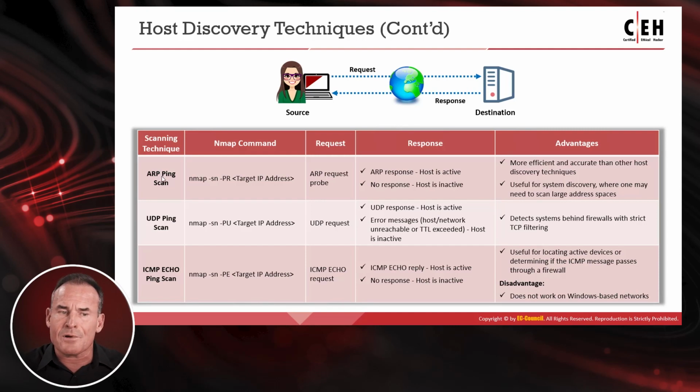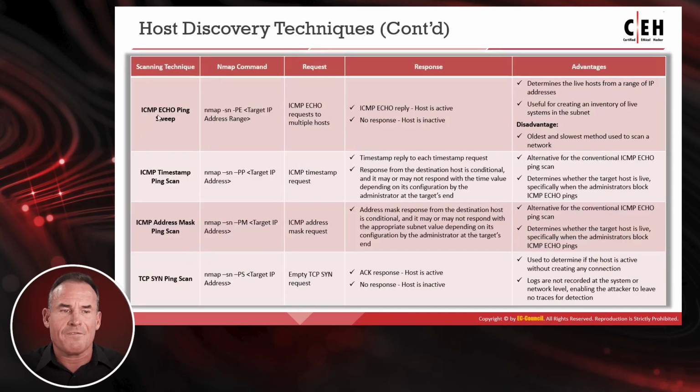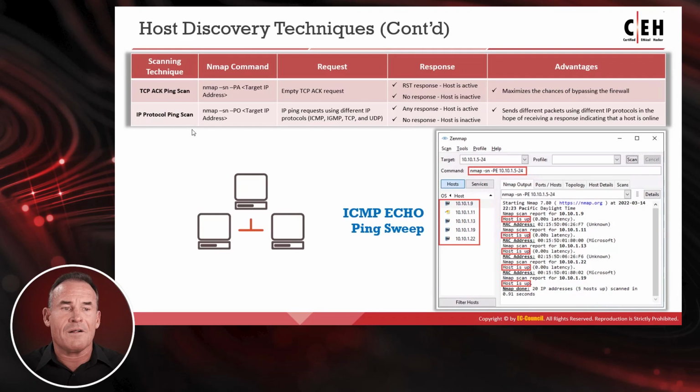It's a layer 2 protocol, and it's constrained or confined to the local subnet. If Nmap determines that the IP address it's scanning is on the same subnet, it will default to an ARP ping because it's the most reliable. We also have UDP, ICMP, and of course, different flavors of ICMP: the timestamp, the address mask, and the TCP ping scan. All right, there are multiple ways to skin a cat, multiple ways to discover hosts.